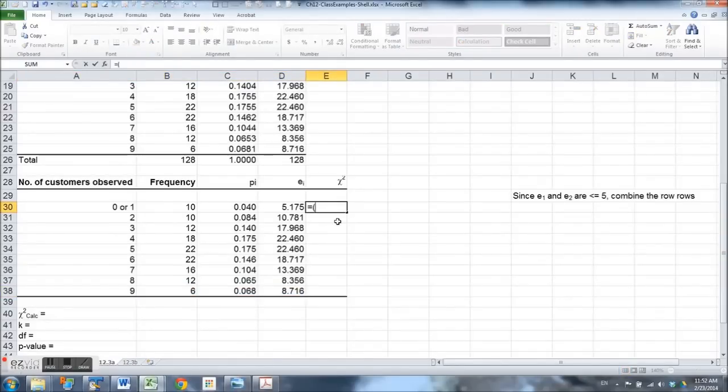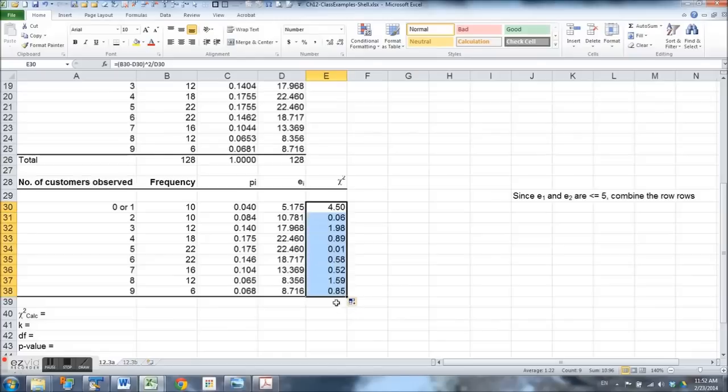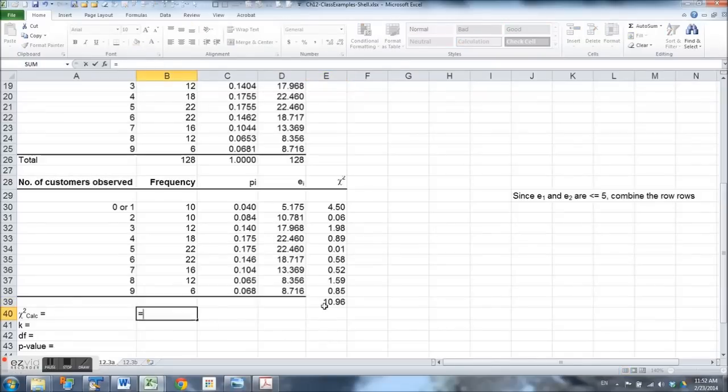So chi-squared is the observed frequency minus the expected frequency, squared, divided by the expected frequency. Now we copy that, add that, and that's our chi-squared value. Let's put the border back here.